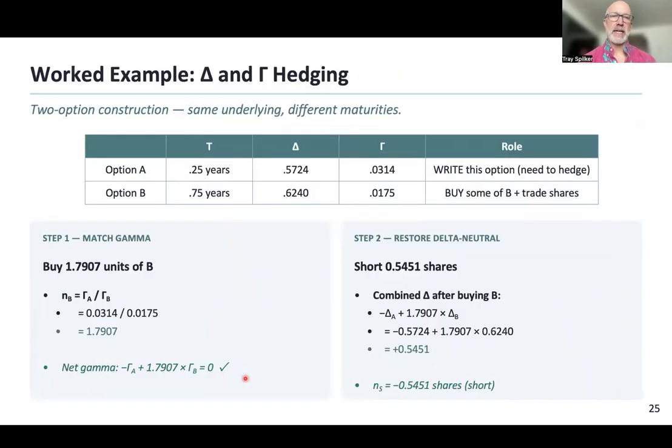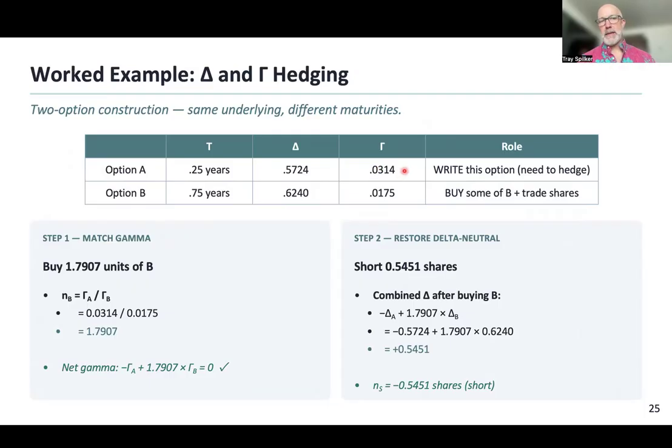So let's look at a worked example here. We're going to do a delta and a gamma hedge here. So let's say we wrote option A, okay, up top here. It's got 3 months to maturity. It's got a delta 0.572 and a gamma 0.0314. So we wrote this option, so we're going to hedge that gamma, right? So this is the gamma we're going to hedge to start with.